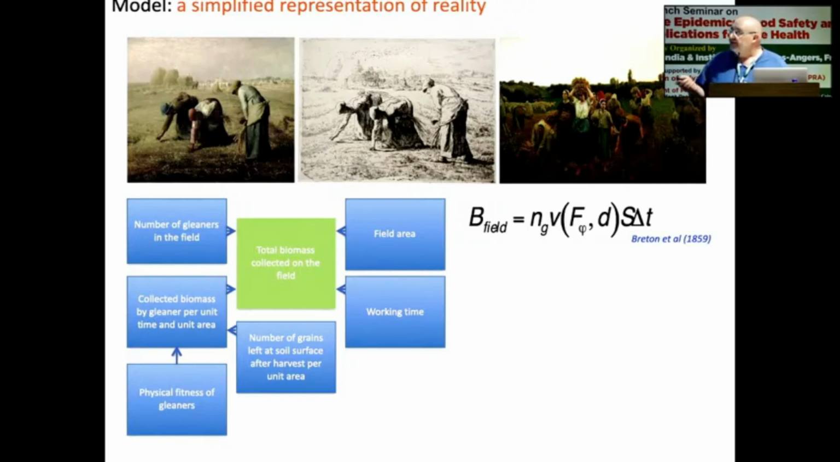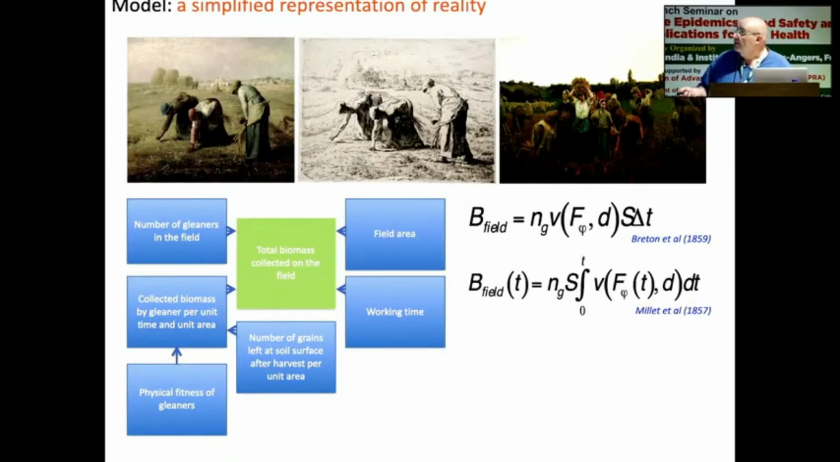Okay, but like I said, here you remember I can use different techniques. So I say, okay, this model is not bad, but I would like to know at each hour of the day what is the biomass collected. So then I will introduce a dynamic model. So it's easy, I just integrate as a function of time the same equation, because the number of gleaners and the field surface do not change over time. I can move them out of the integration.